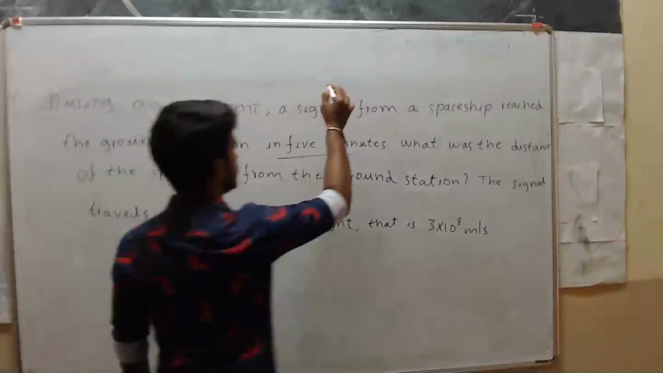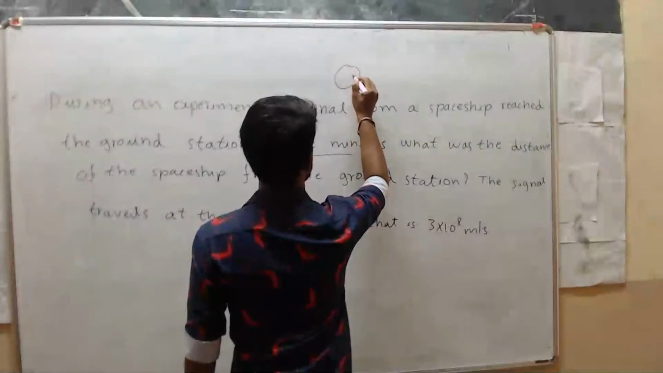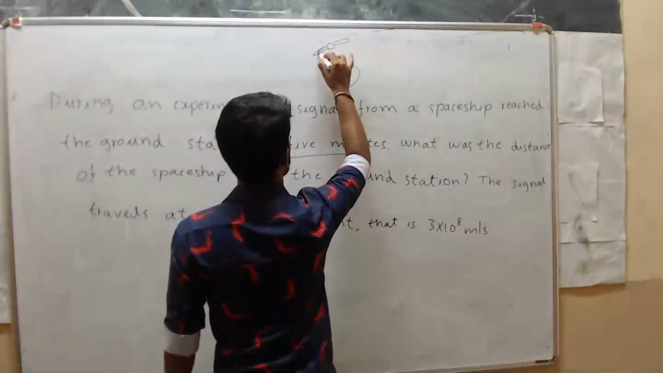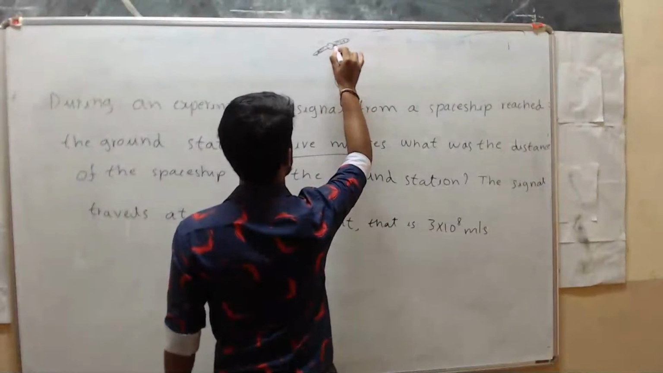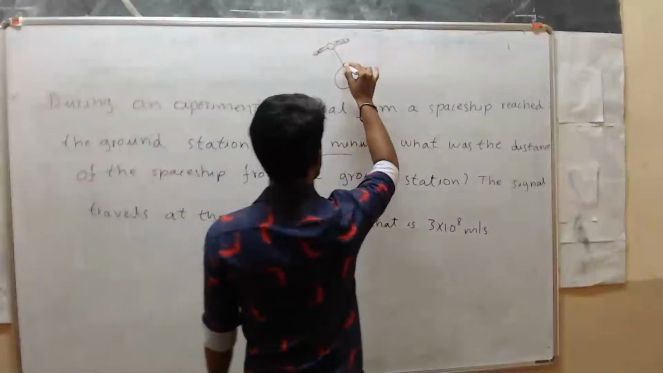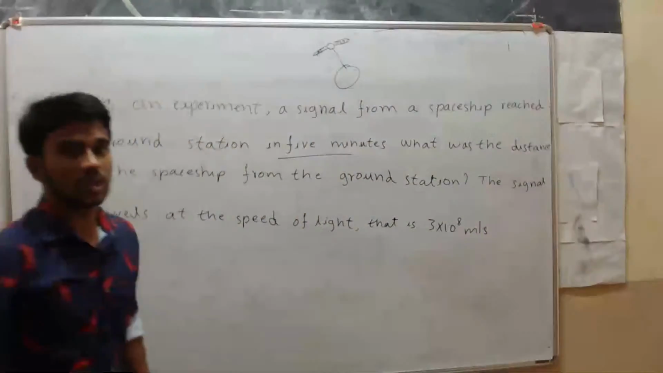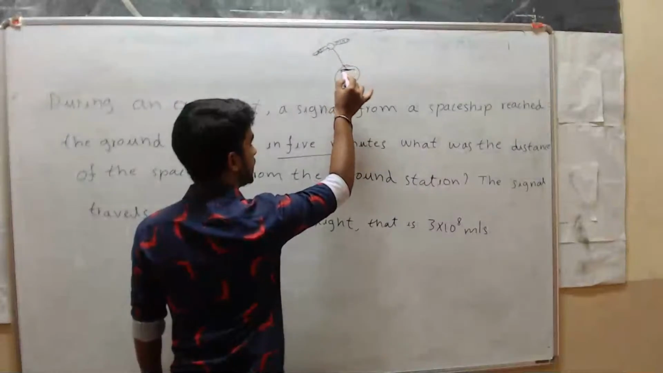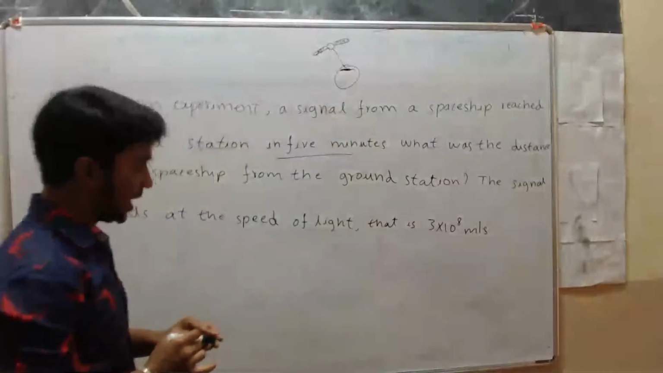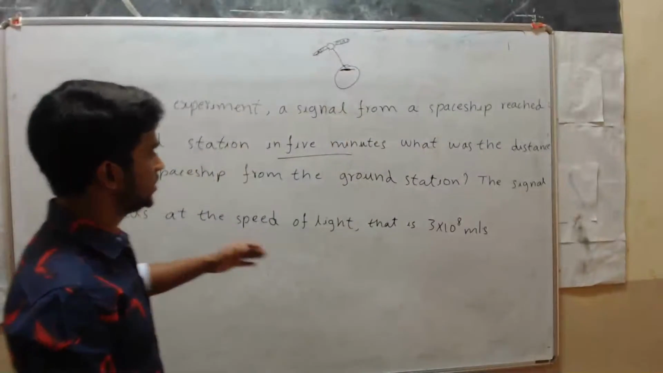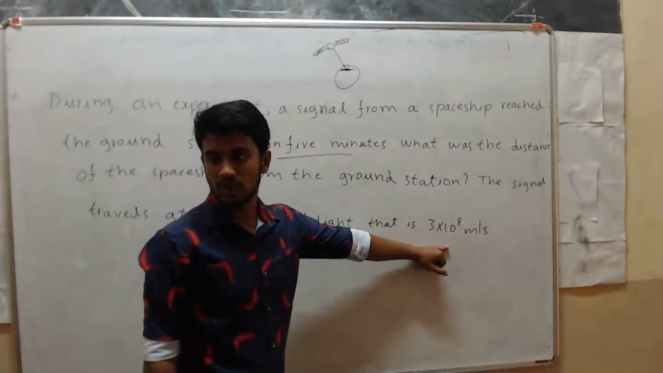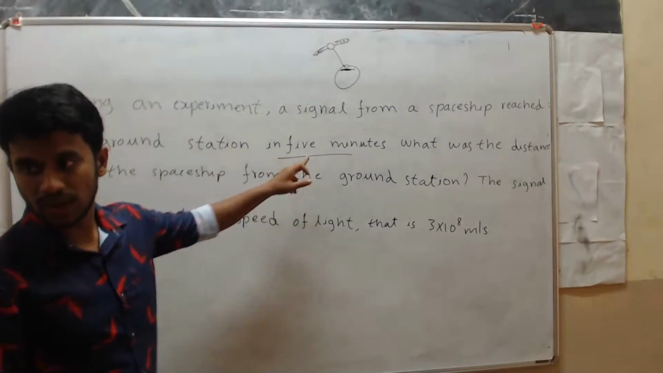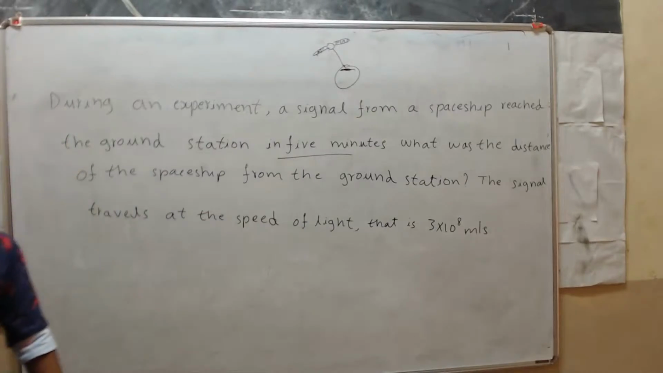See here, this is Earth. This is the ground station, and here is one spaceship. Here we are getting a signal from the spaceship. So calculate the distance between the spaceship and the ground station. That signal is traveling at a speed equal to 3 into 10 raised to the power 8 meter per second. So in 5 minutes, do it. First, tell me the answer.